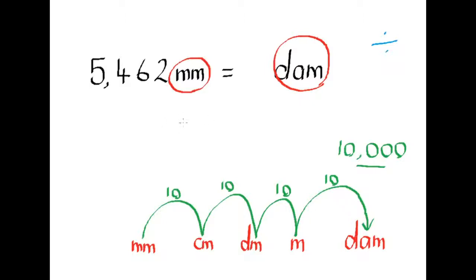So let's look at this number, 5,462. Here's our decimal point at the end of the number. We're going to divide by 10,000. That means we're going to move the decimal point 4 times to the left. 1, 2, 3, 4. Therefore, 5,462 millimeters would be 0.5462 decameters.